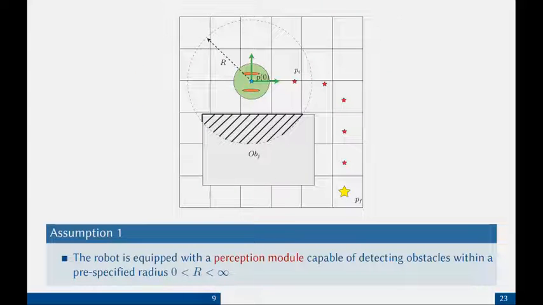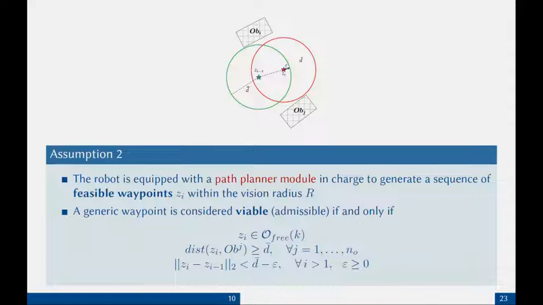Some assumptions have been made. First of all, the robot is equipped with a perception module capable of detecting obstacles within a finite vision radius. Furthermore, the robot is equipped with a path planner in charge of generating a sequence of feasible waypoints within the vision radius. In order to be considered admissible, each waypoint belonging to the sequence must fulfill the viability conditions.